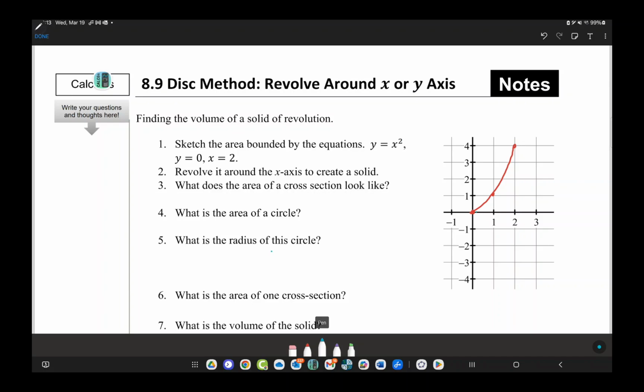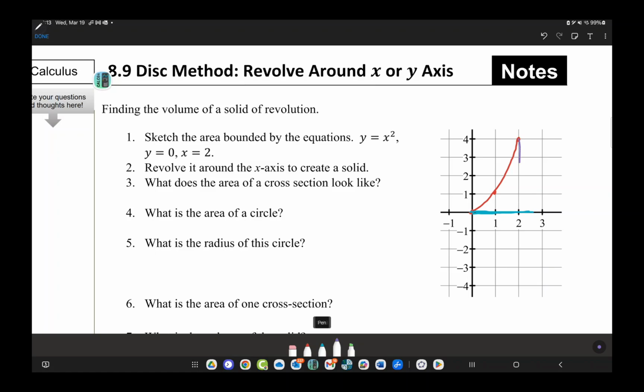Y equals 0 is just the x-axis. And x equals 2 is right here. So what we're going to do is take this area and revolve it around the x-axis. Okay?